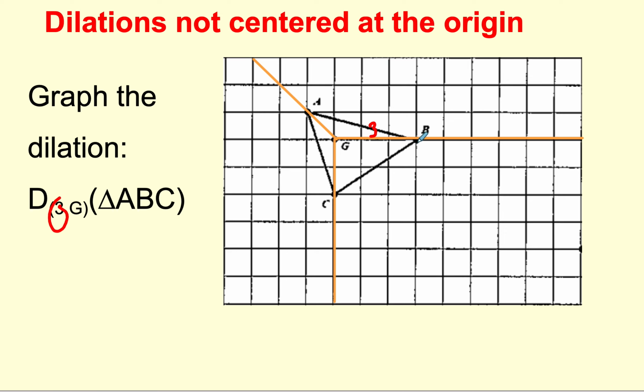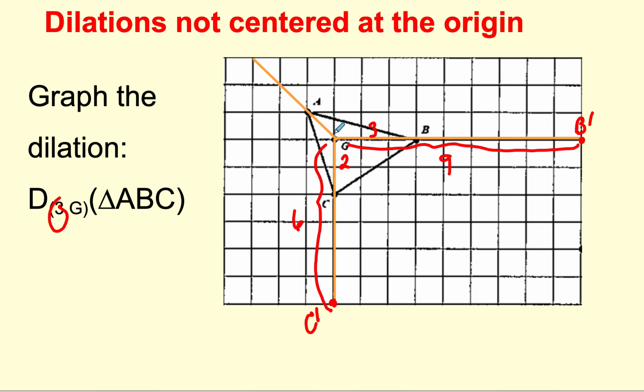So we want to move B 3 times its normal distance. So we want to move it 9 out. So this will be B prime. Let's do C. C has a distance of 2 right now, and we want to move it 3 times as much. So that'll be a distance of 6. 1, 2, 3, 4, 5, 6. So this will be C prime. We had a distance of 2, and now we want to move out from G a distance of 6. That's 3 times as much.